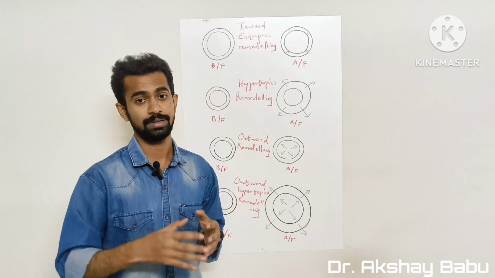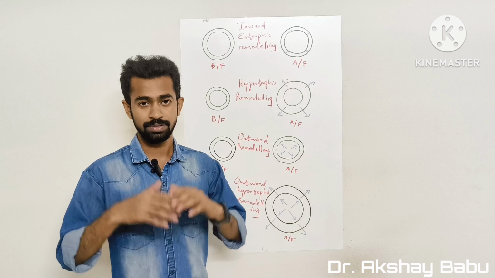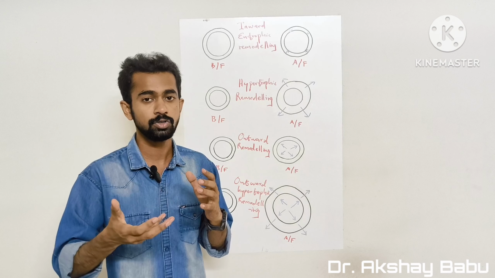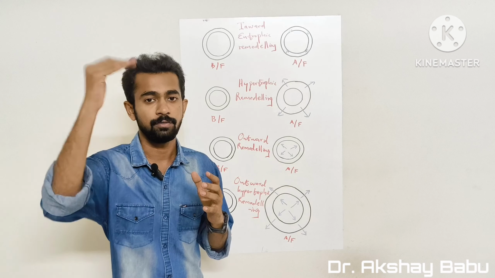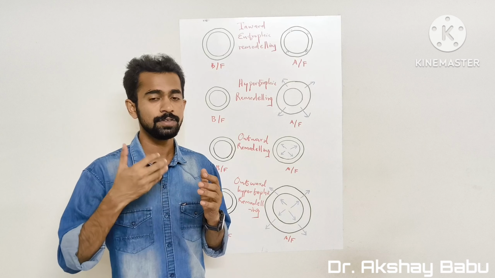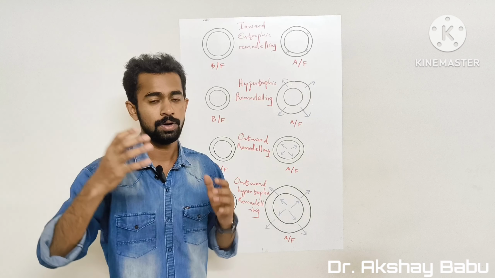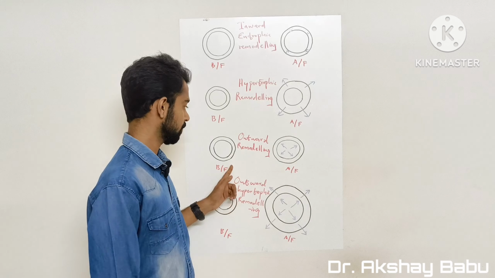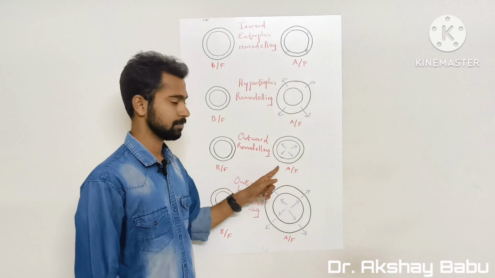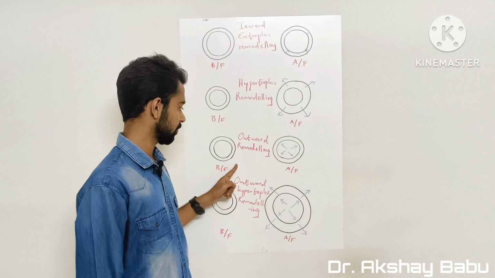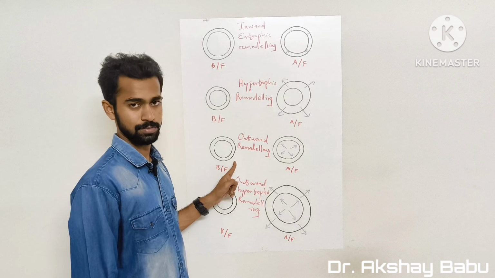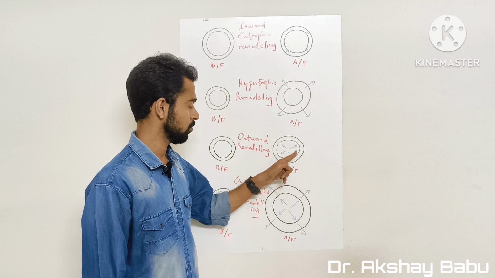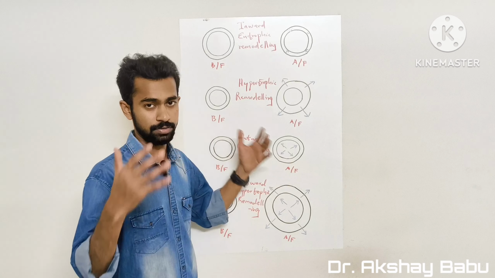Next, coming to the third one, that is outward remodeling. This outward remodeling occurs when the blood vessel is exposed to a chronic increase in blood flow. Because of this chronic increase in blood flow, the lumen diameter increases. So you can see in this third figure, before and after. Before the increase in blood flow, this vessel is looking like this. And after the increase in blood flow, you can see the lumen diameter got increased.